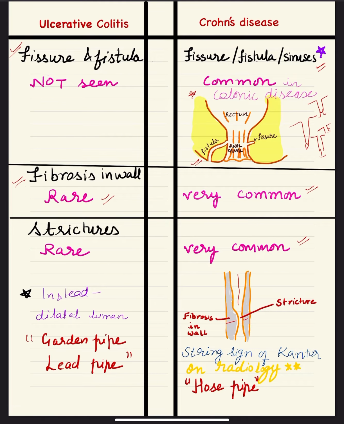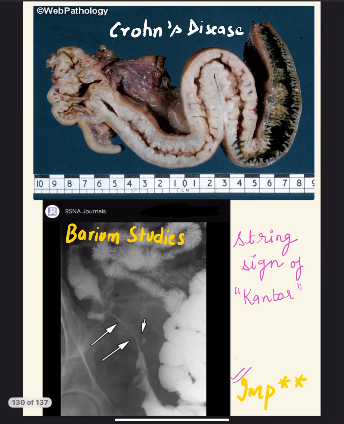And another thing: in ulcerative colitis, the lumen is dilated and not narrowed, so it is sometimes called garden pipe appearance or lead pipe appearance. In some books, you will see that Crohn's disease is written as having hose pipe appearance, because a hose pipe is a narrow pipe. Because the gut lumen is narrowed, it is also called hose pipe appearance, while in ulcerative colitis it is called garden pipe or lead pipe.